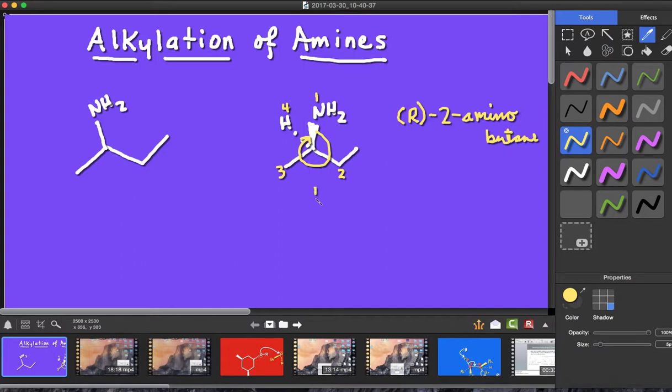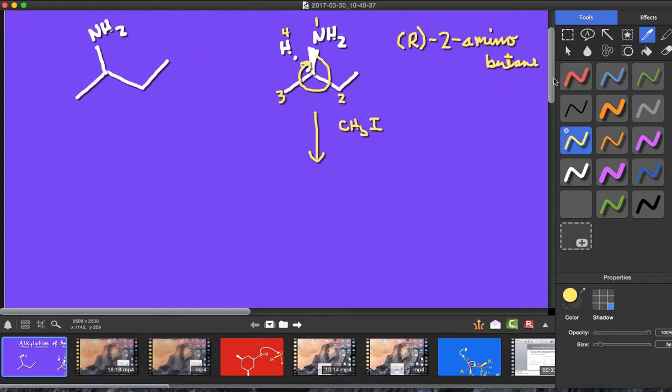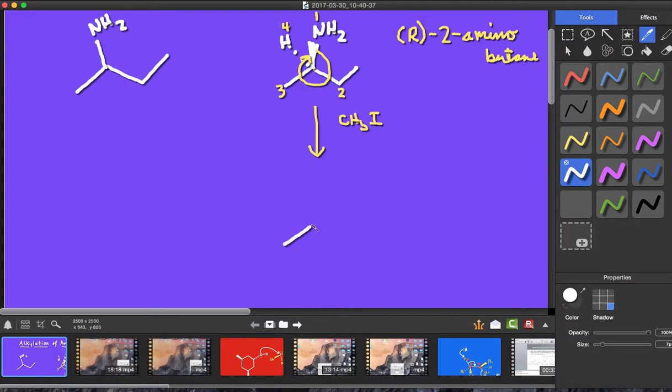Let's react this with an excess of methyl iodide. When we react this with an excess of methyl iodide, I'm going to obtain the quaternary ammonium ion. We have a really good leaving group, one that will be very stable because it will be neutralized.